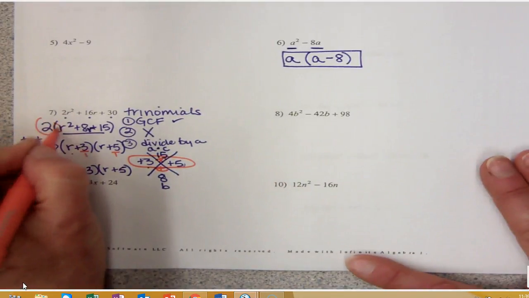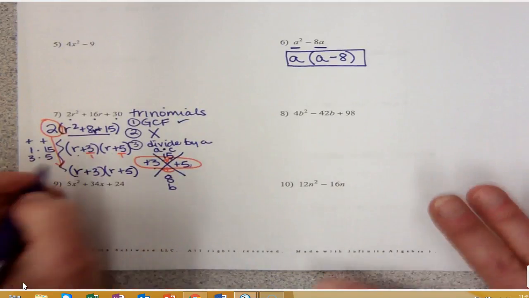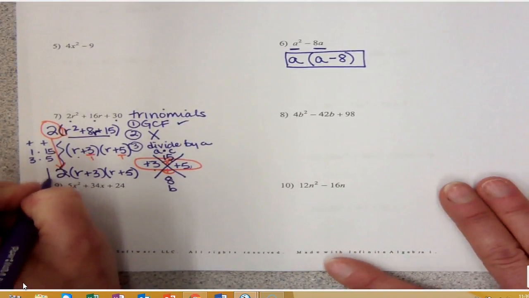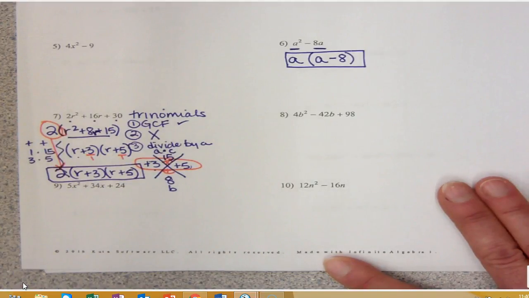is this 2. I need to make sure I bring that 2 down to be included in my answer, because I factored it out initially and I don't want to forget about it.